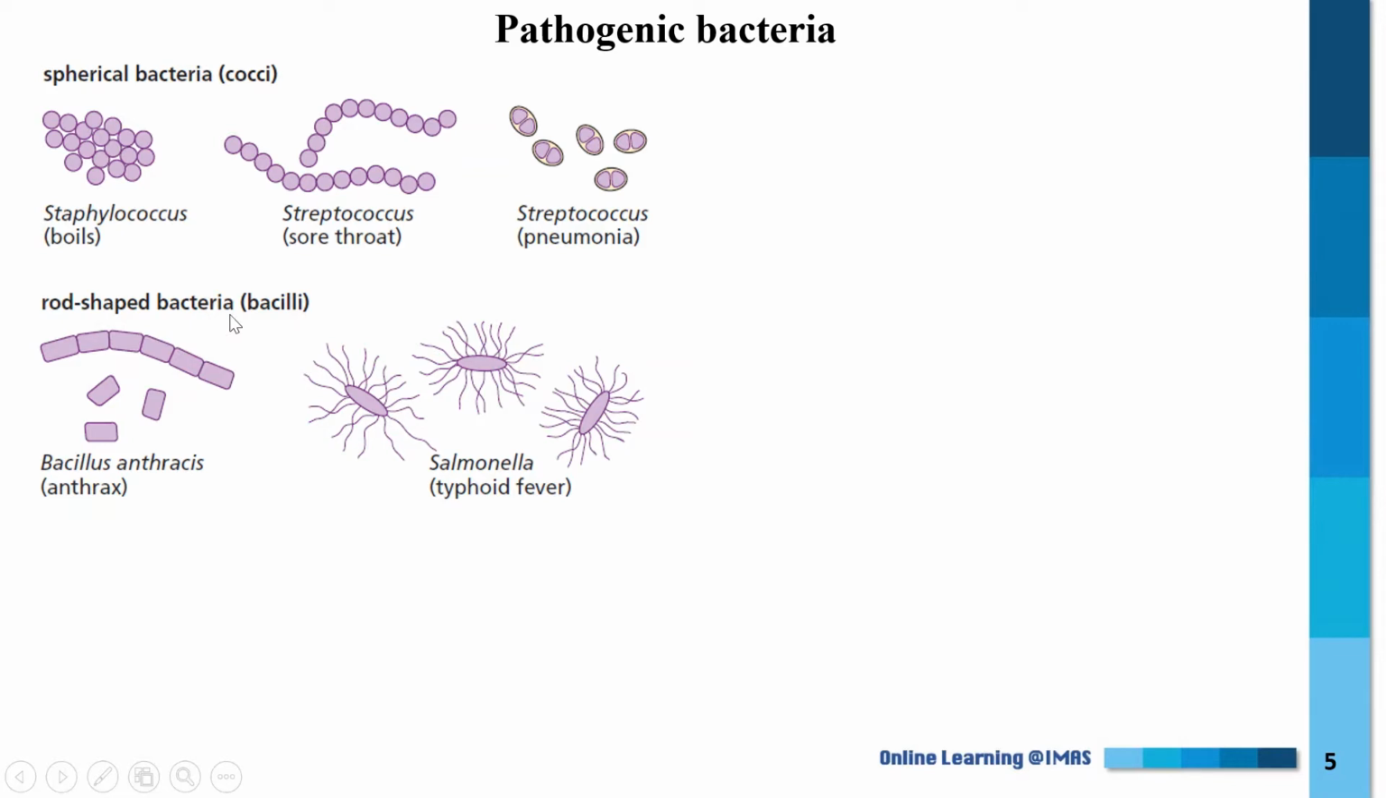rod-shaped bacilli, or they have this rectangular shape. They are called bacillus or bacilli. Like here you have Bacillus anthracis, which causes anthrax. You have here salmonella, which causes typhoid fever. This one, we will come back to.